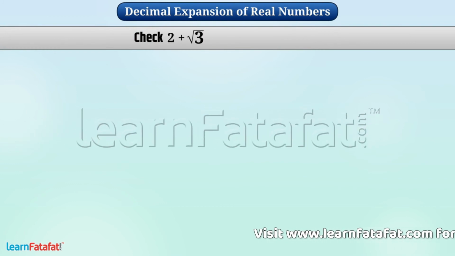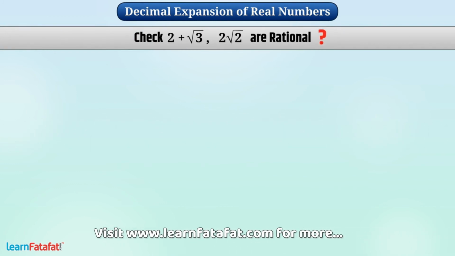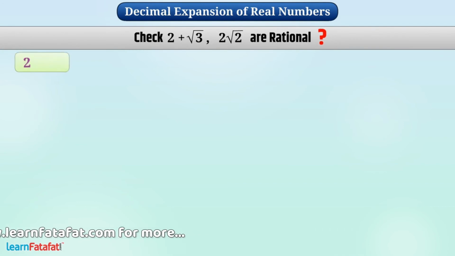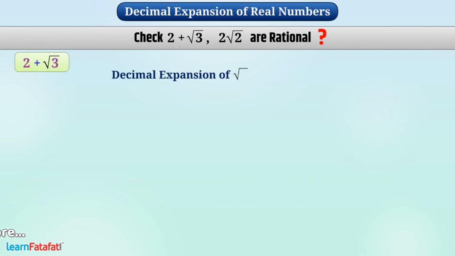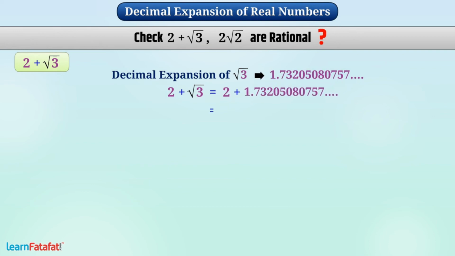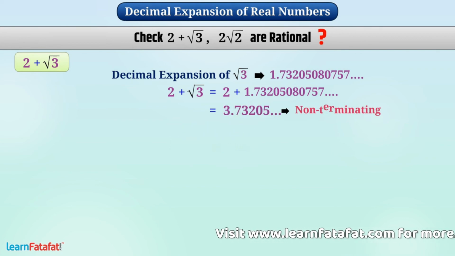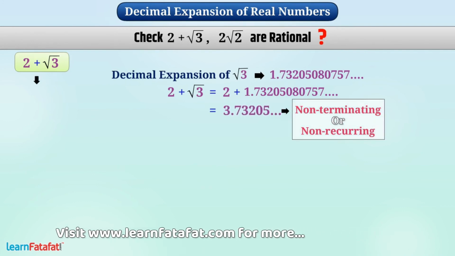Now, let's see an example. Check if 2 plus root 3 and 2 root 2 are rational. Consider 2 plus root 3. Decimal expansion of root 3 is 1.73205080757 and so on. So, 2 plus root 3 is equal to 2 plus the decimal expansion of root 3. The result is 3.73205 and so on. This number is non-terminating. Further, the digits are non-repeating. So, this non-terminating, non-recurring decimal number is an irrational number.